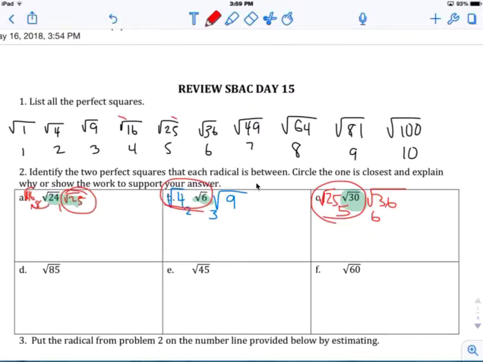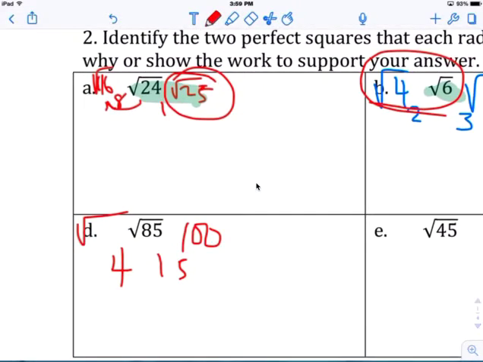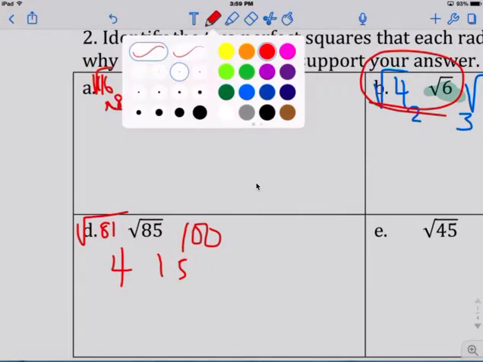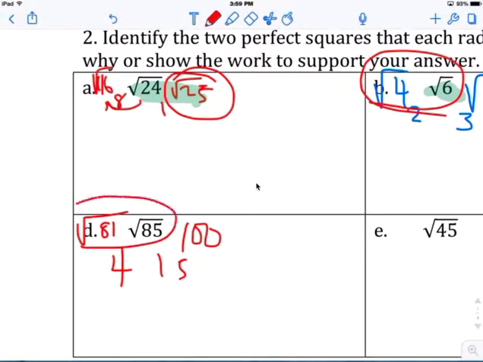Okay. Square root of 85. The square root of 85 is between 81 and 100. 81 is in front. It's 15 away and only 4 away. 81 is right here. Square root of 85 is closer to 81. It's only 4 away compared to 15.